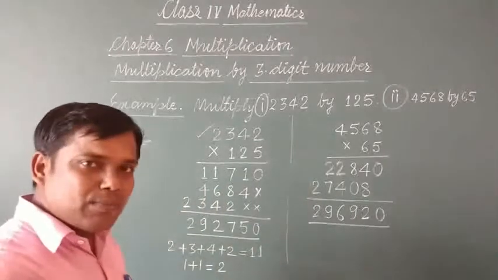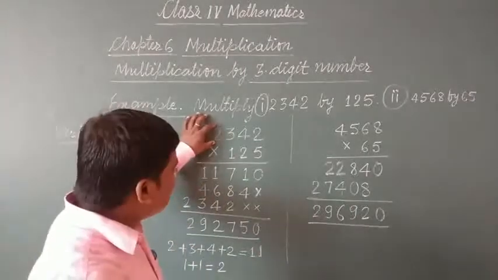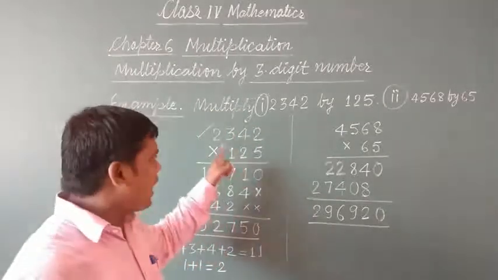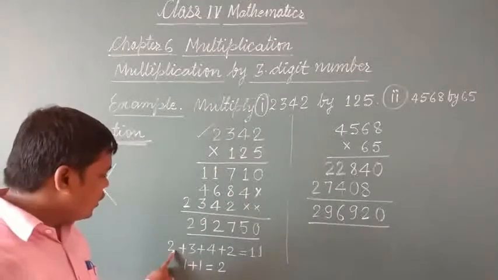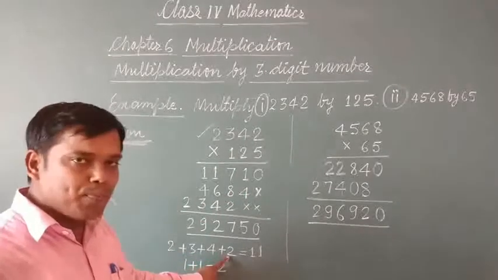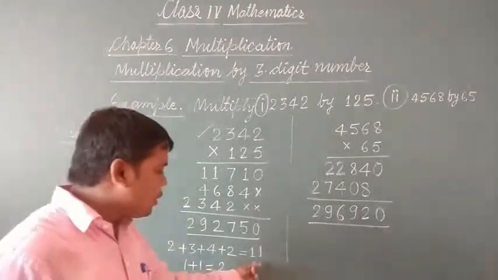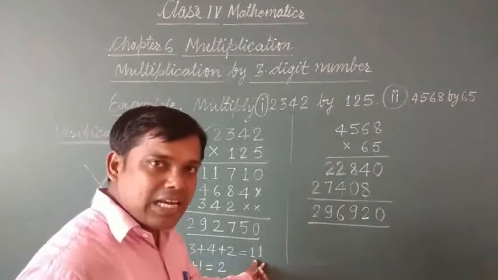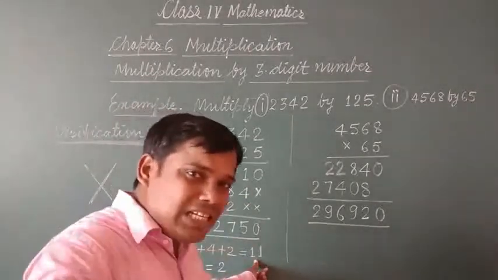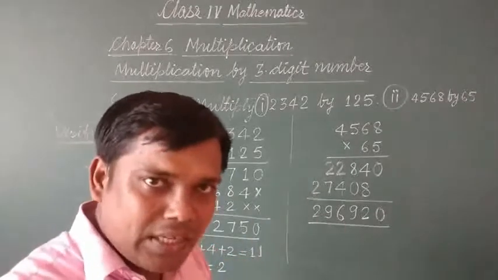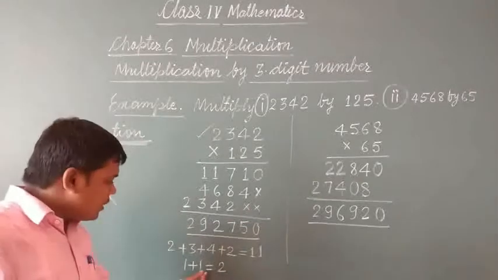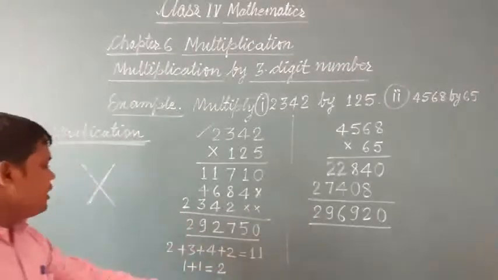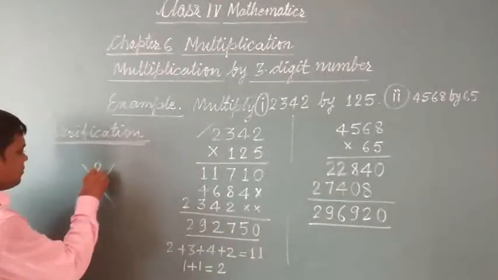Did you understand? Once more time. We will add the digits of the multiplicand, and we have the digits 2, 3, 4, 2. So we will write 2 plus 3 plus 4 plus 2. And after adding, we got 11. 11 is a 2-digit number, so once again we add the digits of 11 to get 1 digit, 1 plus 1, 2. And this 2 will be written here.